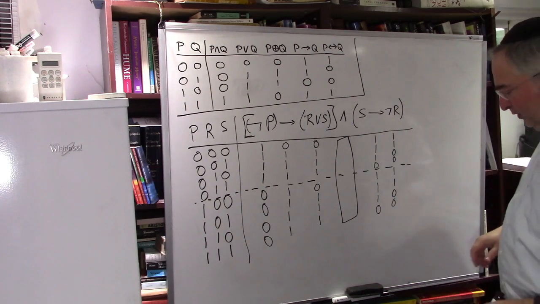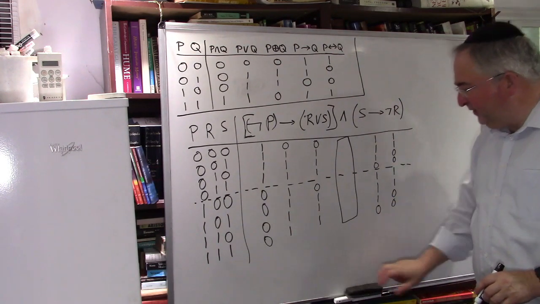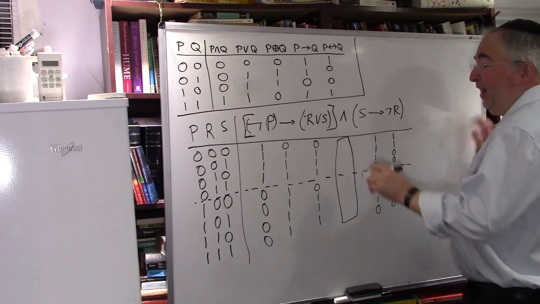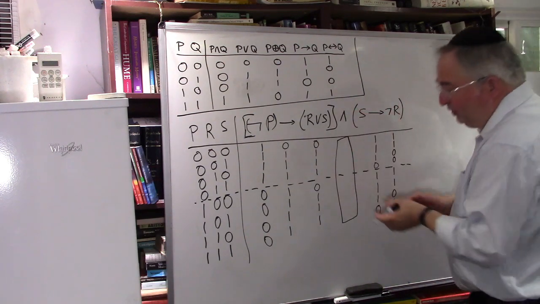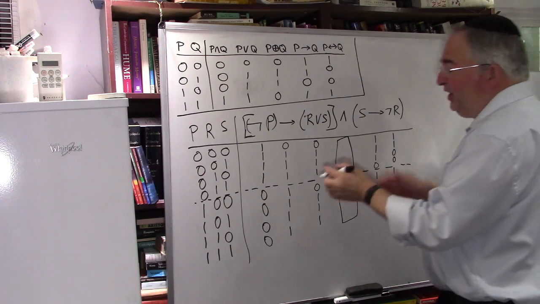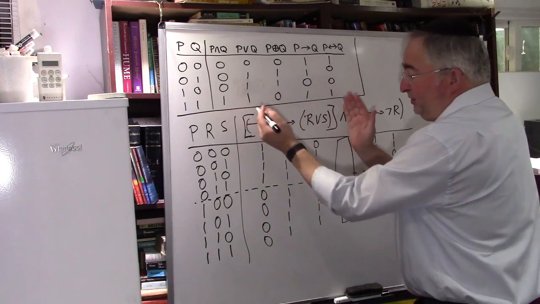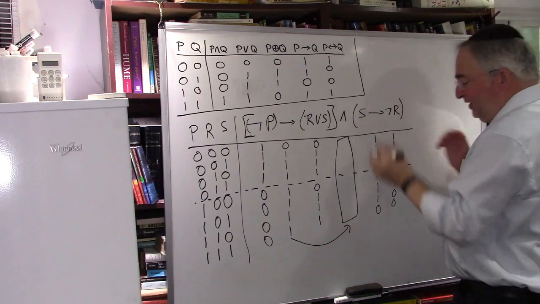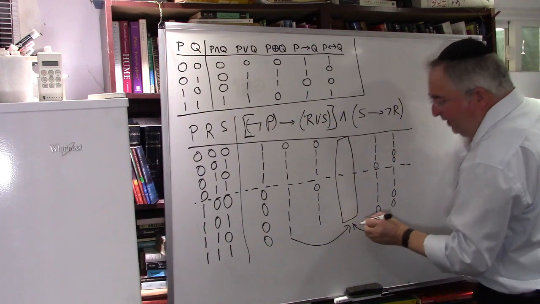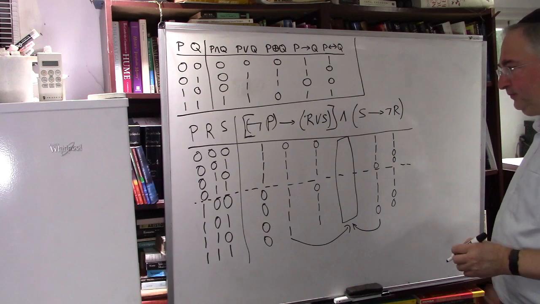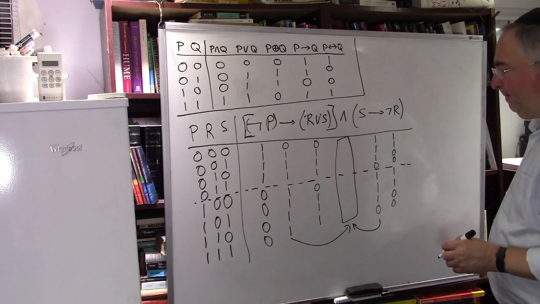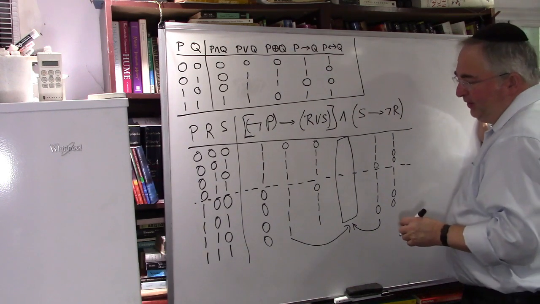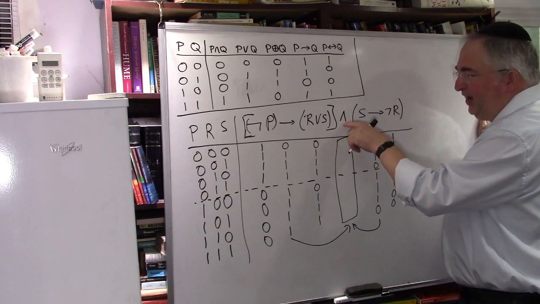Okay, almost done. Now I got to do the final operation. In order to do the final operation, I take the final answer here and bring it here. I take the final answer here and bring it here, and we do it. You ready? Okay, ready? So this is an AND operation.